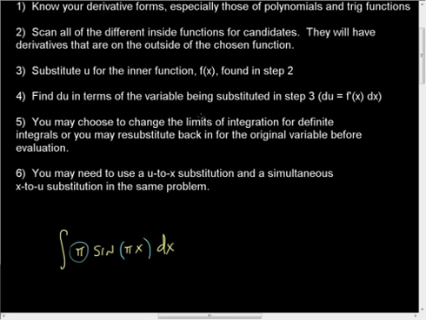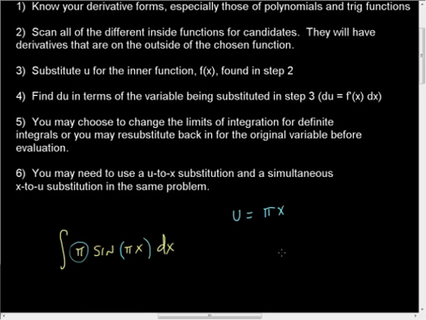Very often your substitutions will come from the inside. They can also come in the form of product functions, as I will give you an example here in a bit. Now, they will have the derivatives that are on the outside of the chosen function, as pi is on the outside of the function that we were talking about. All right, now we are going to substitute u for the inner function found in step 2. So for that inner function, we're going to simply let u equal pi x. That's it. That's the substitution part.